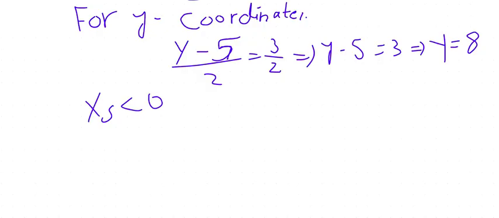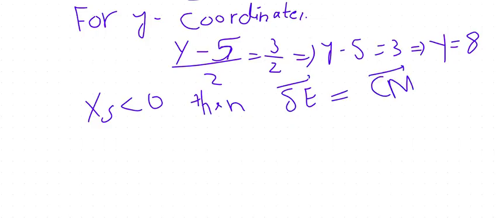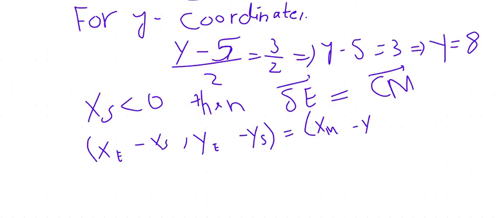Then SE equals CM, all right? So XE minus XS and YE minus YS, okay, equals XM minus XC, YM minus YC. All right, so I'm just putting the values in this equation.